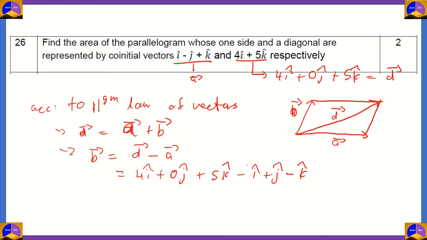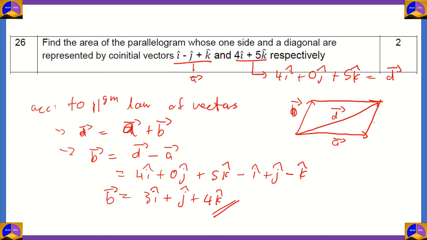I've just multiplied minus 1 to all of my components. 4 minus 1 is 3i, plus 0 plus 1 is 1j, and 5 minus 1 is 4k. So the vector B is equal to 3i cap plus j cap plus 4k cap.